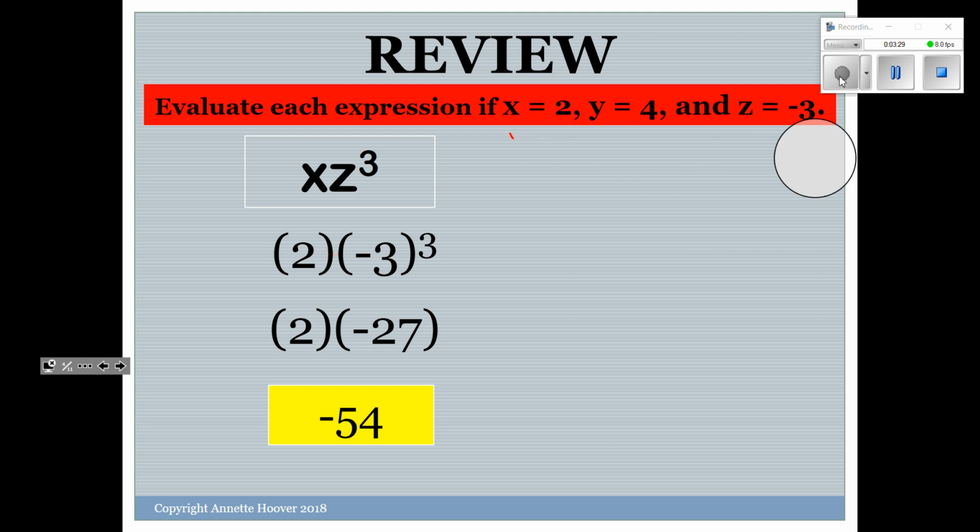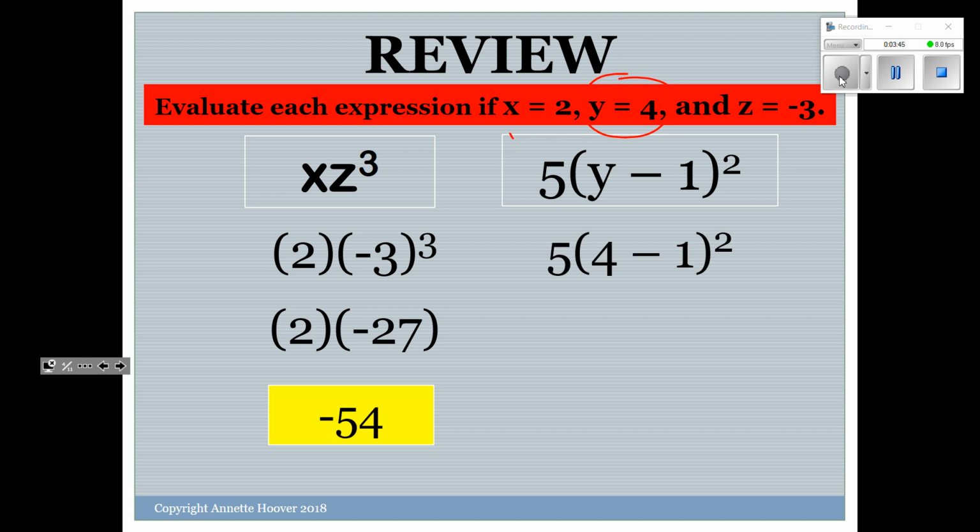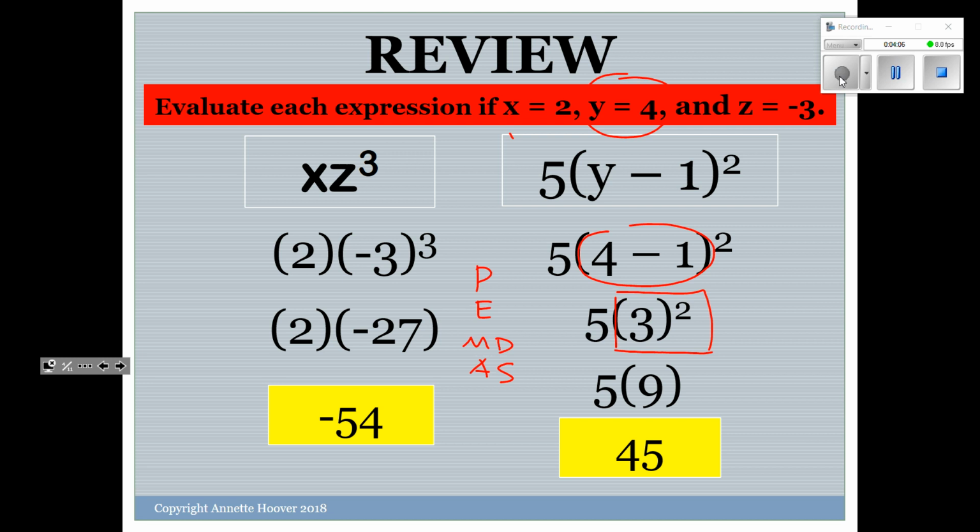Okay, in our next example, where we're practicing evaluating, we have y times the difference of y minus 1 squared. So when we plug in the numbers, we're going to plug in 4 for y. So that would be 5 times the difference of 4 minus 1 squared. According to PEMDAS, we have to do our parentheses first. 4 minus 1 is 3. Next, we have to do our exponents. So we have 3 squared, and 5 times 9 is 45.